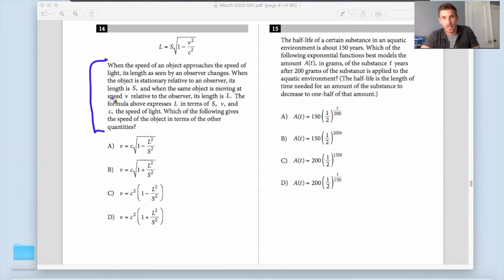First of all, whenever you see a bunch of stuff here and you see an equation up top, like for number 14, 9 out of 10 times, this is going to be some sort of what they call a literal equation problem, which means they are going to make you do fancy algebraic math in order to solve for everything in some capacity, which means I also want to skim my answer choices, right?